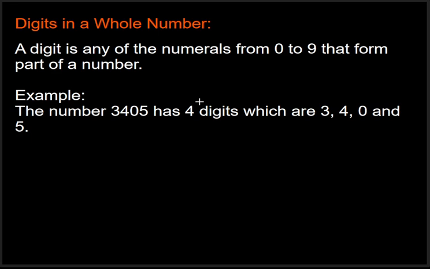For example, the number 3,405 has 4 digits. What are the digits? Digit 1, digit 2, digit 3, and digit 4. So the number 3,405 has 4 digits, which are 3, 4, 0, and 5. That means this number has 4 digits. So you can take note.